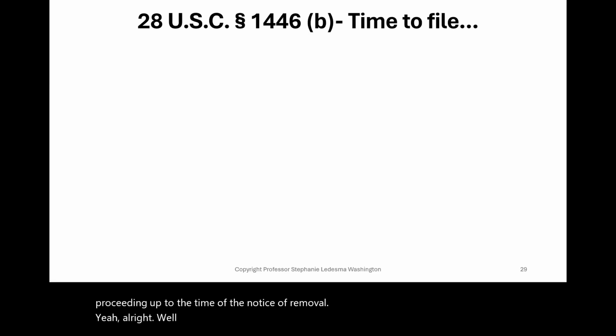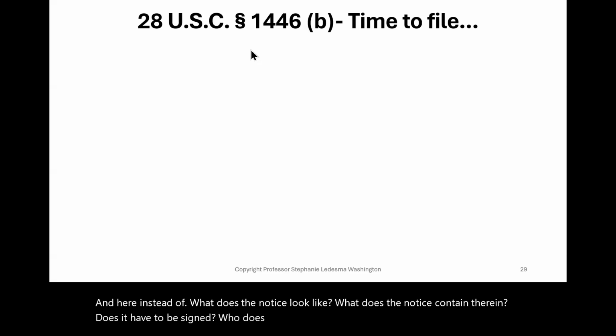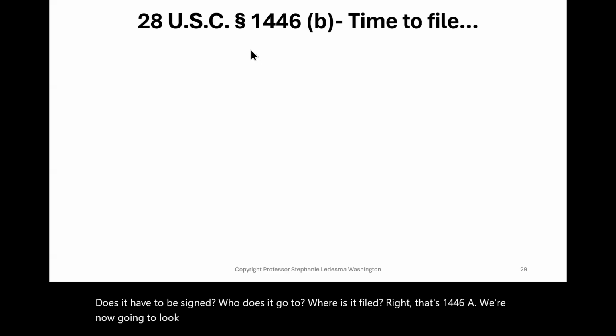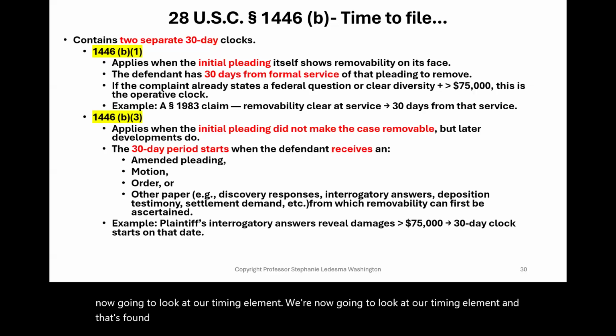Well, that was 28 USC 1446(a). Now let's look at 28 USC 1446(b). In 1446(a), the questions were: what does the notice look like? What does the notice contain? Does it have to be signed? Who does it go to? Where is it filed? Right? That's 1446(a). We're now going to look at our timing element, and that's found under 1446(b).